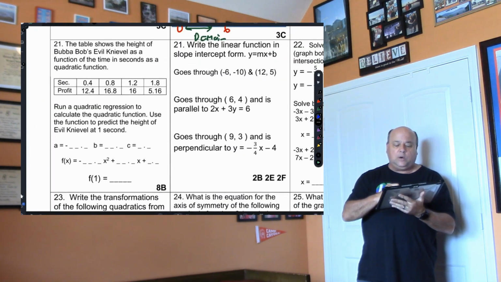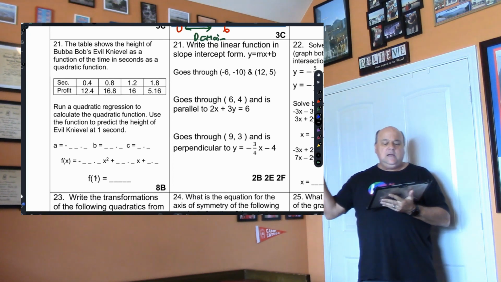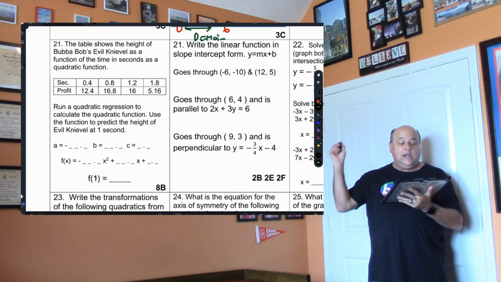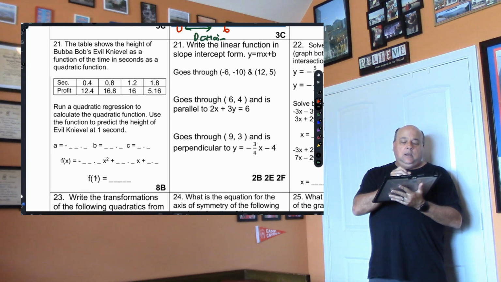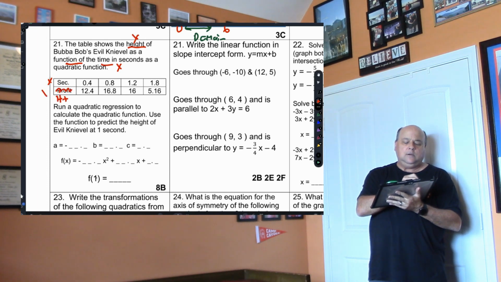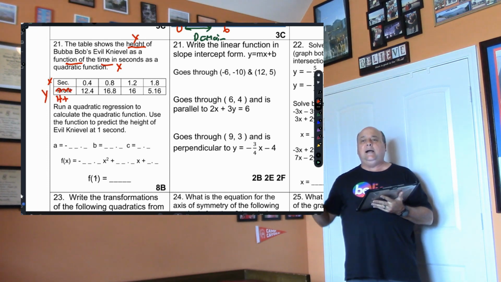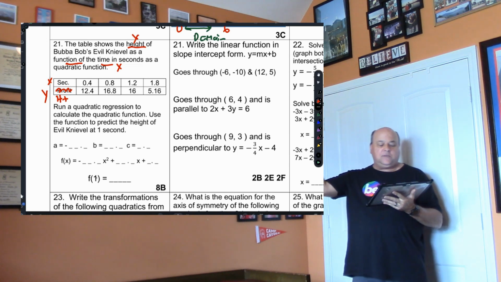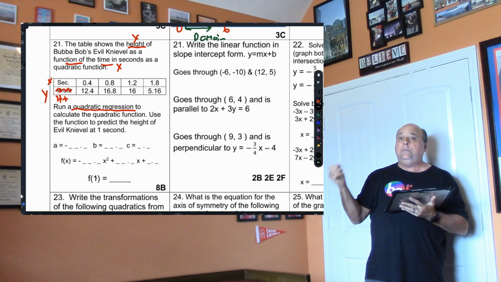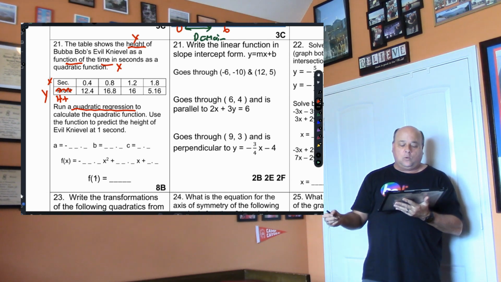Continuing, number 21. Okay, the table shows the height of Bubba Bob's Evel Knievel as a function of time. So this right here, the height is a function of the time, y and x. So my x is going to be seconds, and my y is going to be height. Okay? So if I input the seconds, I output the height, okay? And we want a quadratic regression. That won't be menu 413, it's going to be menu 416.